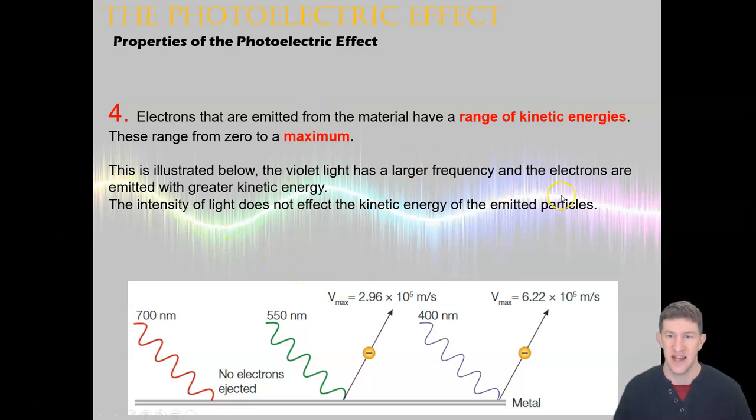The violet light has the larger frequency and the electrons are emitted with a greater kinetic energy. So they're leaving here with 6.22 times 10 to the 5 meters per second, versus the green, which is only 2.96 times 10 to the 5. So that's important. Range of kinetic energies, larger frequency emits a greater kinetic energy. So the intensity of light does not affect the kinetic energy of the emitted particles, but the frequency does. So that's the crossover there.